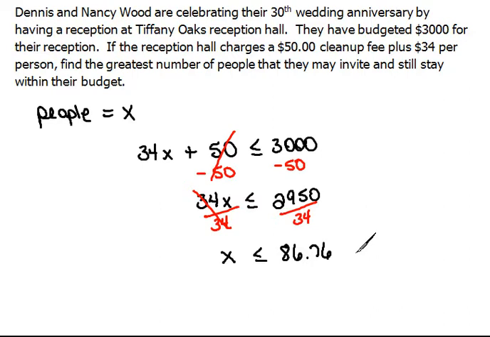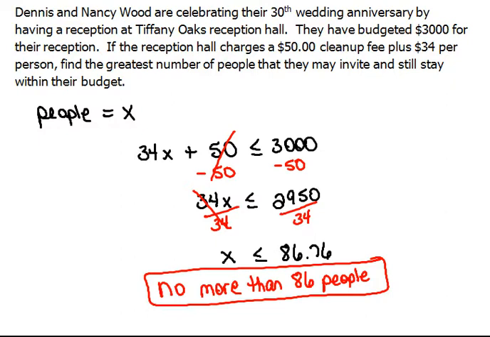Well, when we're talking about these types of application problems, real life type problems, we don't use our regular rounding rules. We know that we can't invite 0.76 of a person. So logically we say, well, we either have to round up or round down. Our normal rounding rules would say we would round this up to 87, but if we do that, now we've gone over budget. So we have to think about this in realistic terms. The only way that we can stay within our budget is if we round down to 86 people. We can't have any more than 86 people and stay within that $3,000 budget.